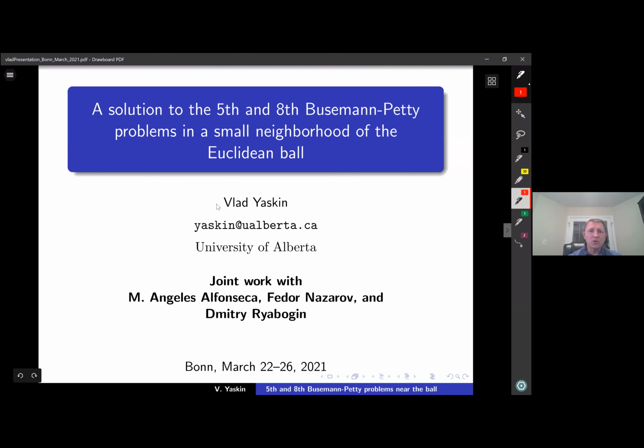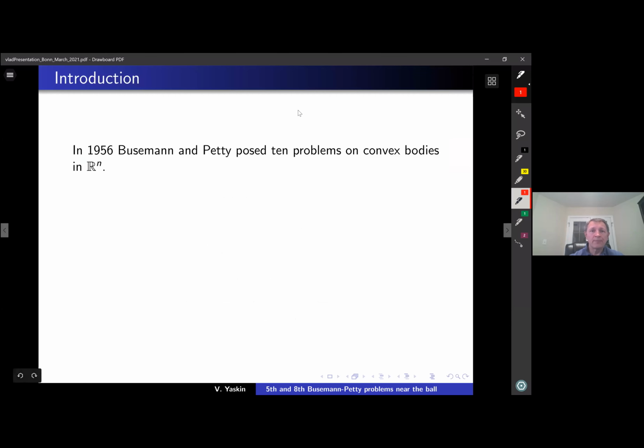We completed a solution to this problem number 5 locally some time ago, but recently we realized that we can actually use the same ideas to treat the eighth problem. So I will present both of them today.